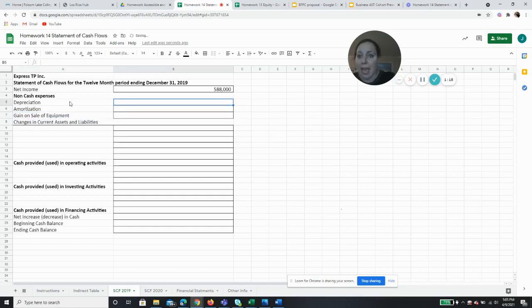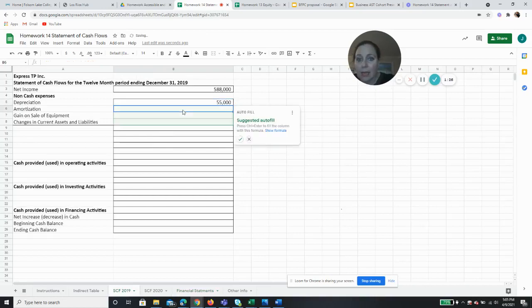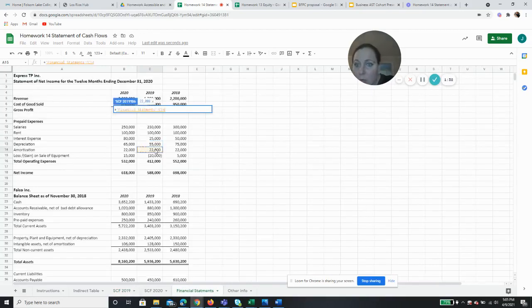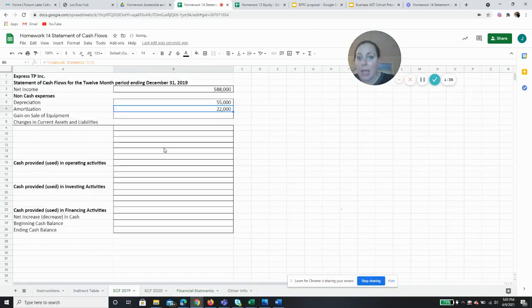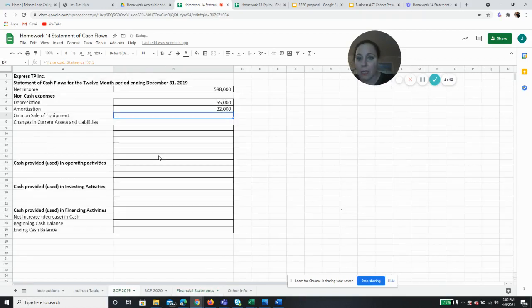Okay, so I'm going to add these back. I'm going to add back depreciation, which is $55,000, and I'm going to add back amortization, which was $22,000, and I'm going to subtract the gain on the sale of equipment. It's already a negative on the income statement for me, so $20,000.